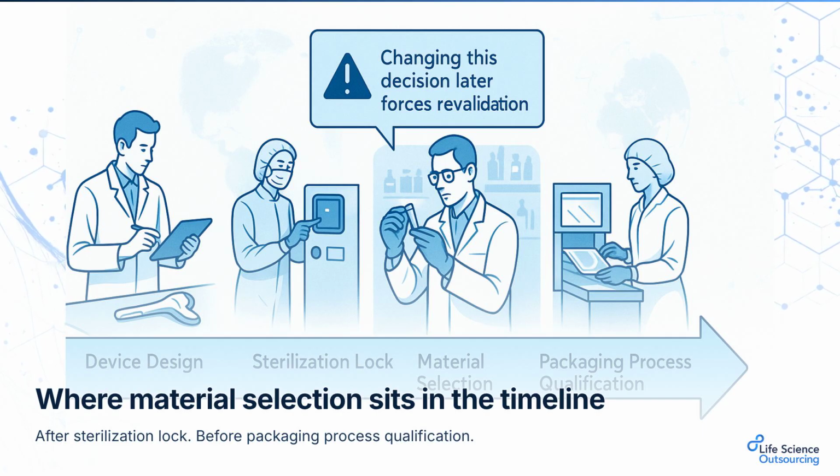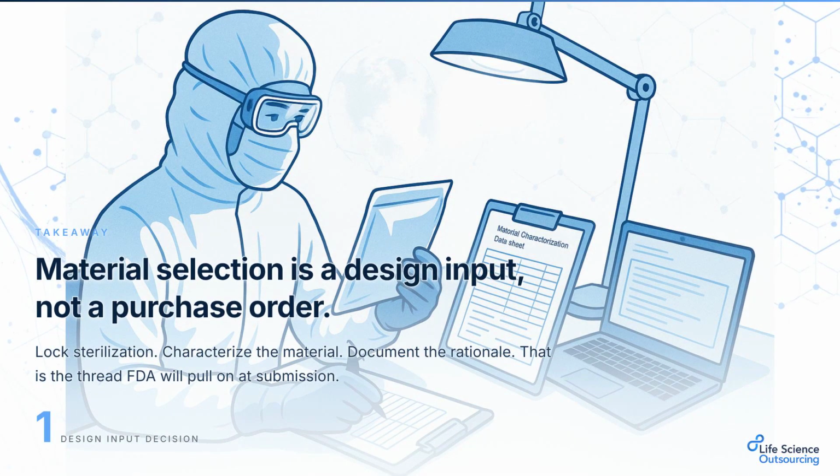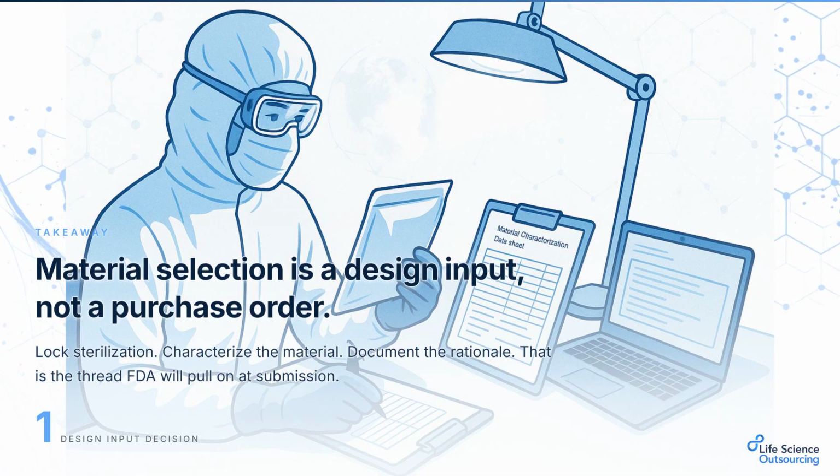Changing materials after qualification means repeating seal strength, aging under ASTM F, and distribution simulation under ASTM D. Material selection is a design input, not a procurement decision. Document the rationale in your design history file the same way you document any other design choice.